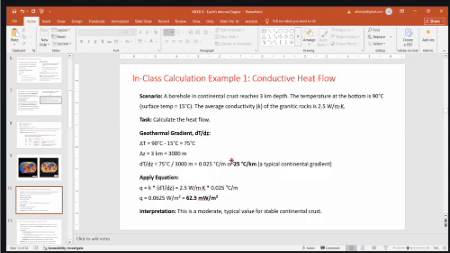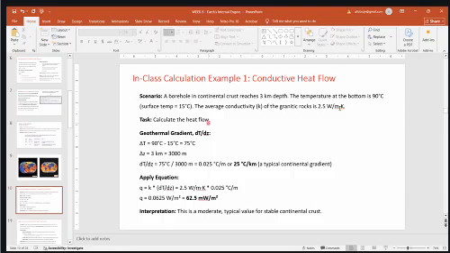A borehole in continental crust reaches a depth of 3 kilometers. The temperature at the bottom is 90 degrees Celsius, while the surface is 15 degrees Celsius. The average conductivity K of the granitic rock that was brought out from the well is 2.5 watts per meter per Kelvin. Heat flow equals the conductivity K times the gradient. Calculate the heat flow now.